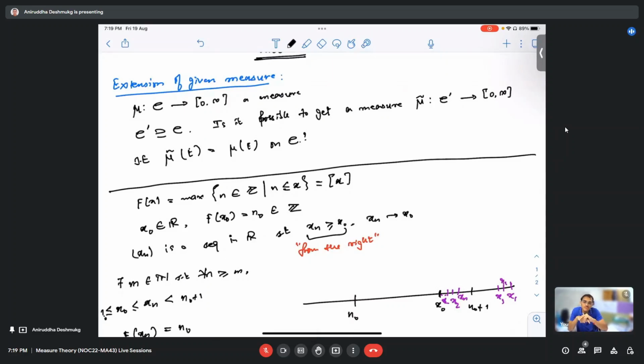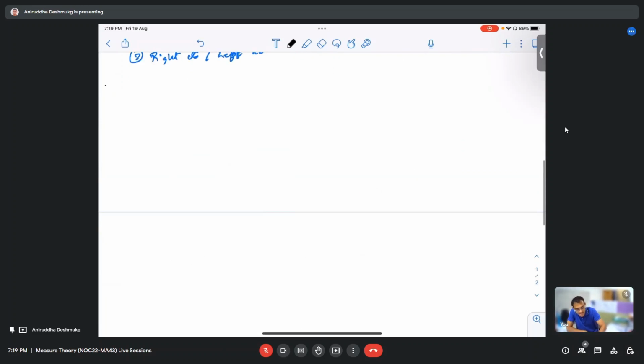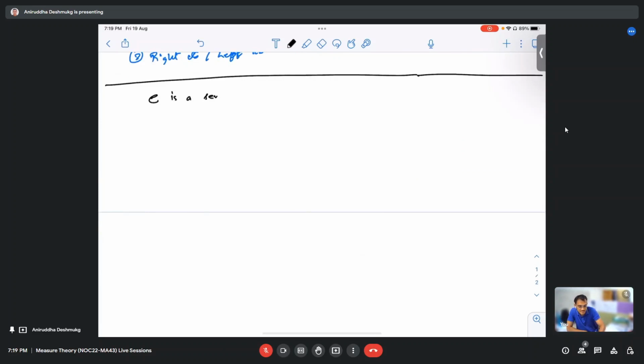In week four, we had this problem that suppose we are given a measure on a collection of subsets and we are given a bigger collection, we want to extend this mu to the bigger collection C prime and whether it is possible. So in some cases, we have seen that if we have a semi-algebra, then we can extend the measure to an algebra. And how did we do that? Let us recall. So suppose C is a semi-algebra and mu from C to [0, infinity] is a measure. Then we can let AC be the algebra generated by C.